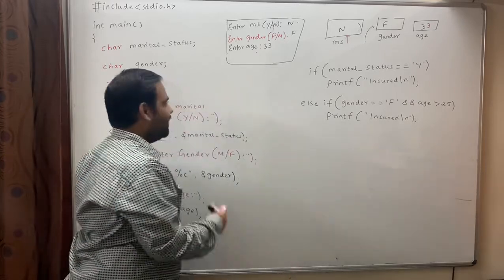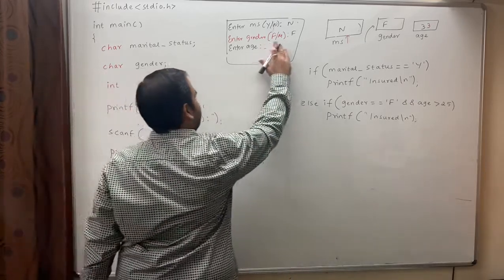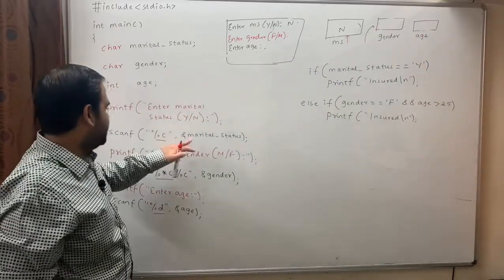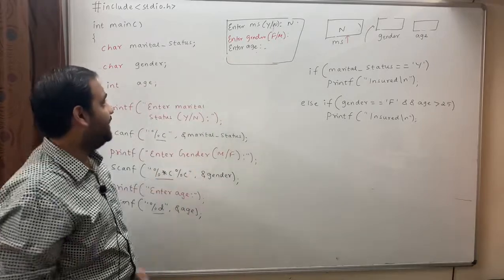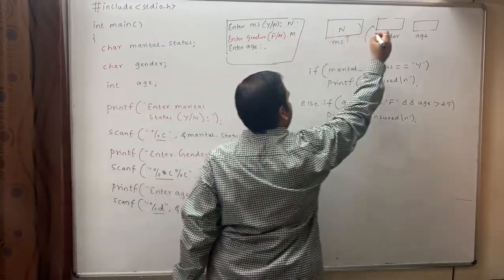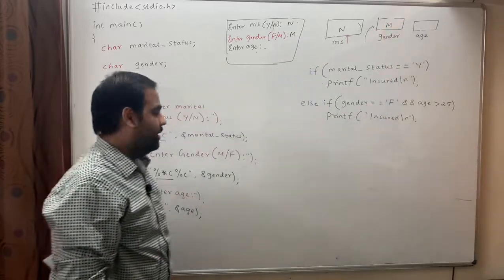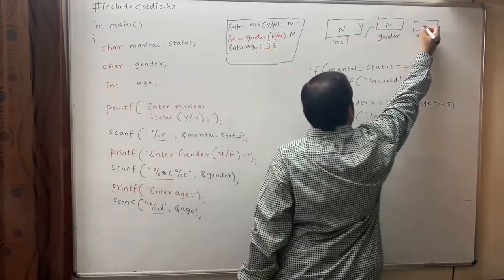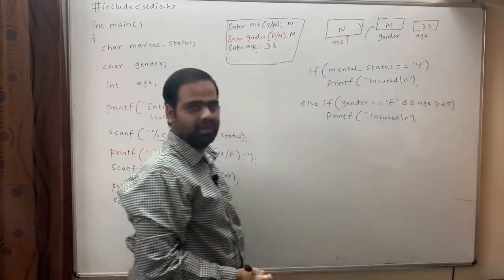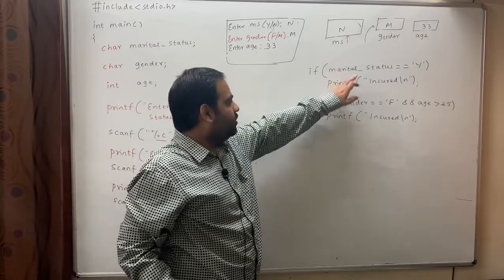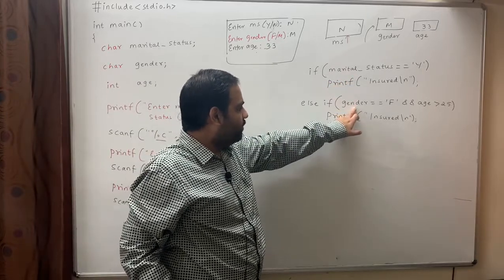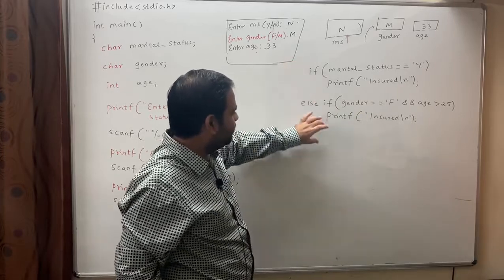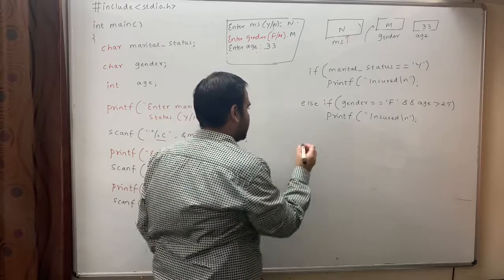Is that okay? Now let's try to run it for the next example. Now again I say enter marital status. Let it be no. Enter gender. Let it be M. Then we have enter age. Let the age be say 33. Now you check. Is N equal to Y? No. Is gender M? Is M equal F? No. That means the first condition is false. Second condition is false. You need to evaluate the third condition.